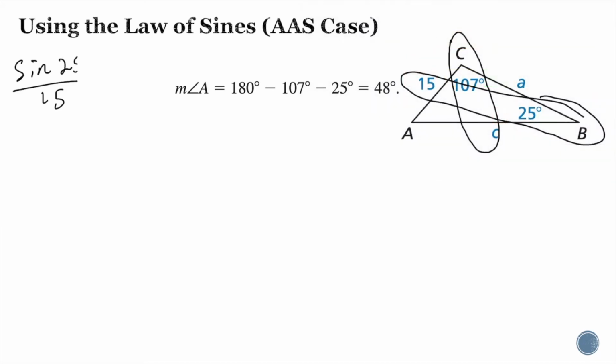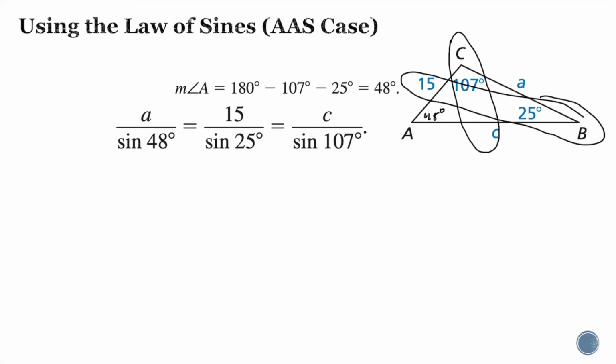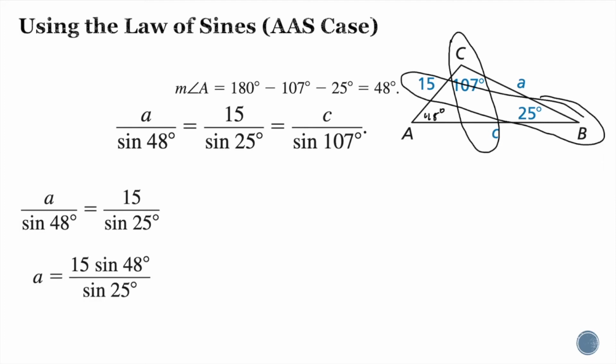So let's erase this and you will see it in a nicer format. So knowing that the sum of the interior angles is equal to 180 degrees, I can find out that the measure of angle A is 48 degrees. And so now I'm going to substitute my values into the law of sines, as you see here. Now I have A divided by sine of 48 is equal to 15 divided by sine of 25. Solving for A, I get A is approximately 26.4.